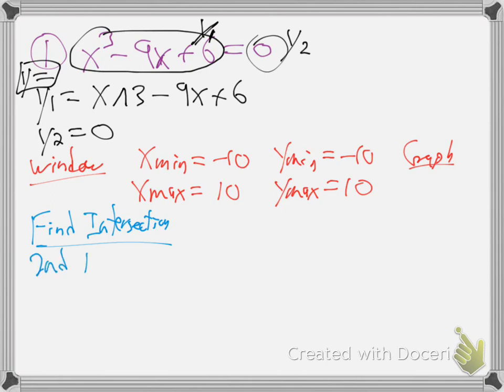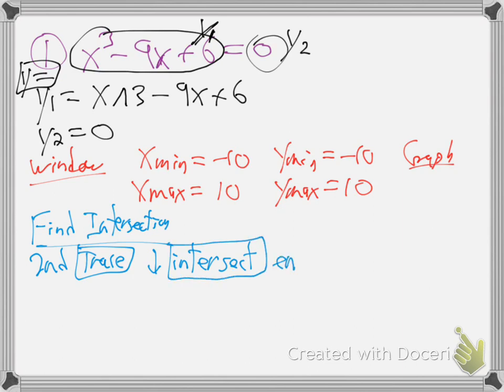You hit second and the trace button, because above the trace button is calc. You're really going into the calculation mode to calculate things. And then you go all the way down to intersect. It just says intersect. Go down to intersect and hit enter. So second, trace, which is really calculate. Go down to the intersect option, hit enter.